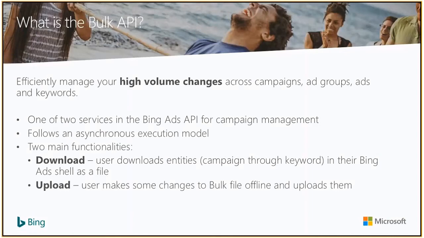The bulk API is actually based on an asynchronous execution model. And there are 2 major functionalities available in the bulk API. The first one is you can download all the entities in your Bing Ads account as a file. And then the second key functionality is that you can make changes to this file and then commit them to your account by uploading this file.